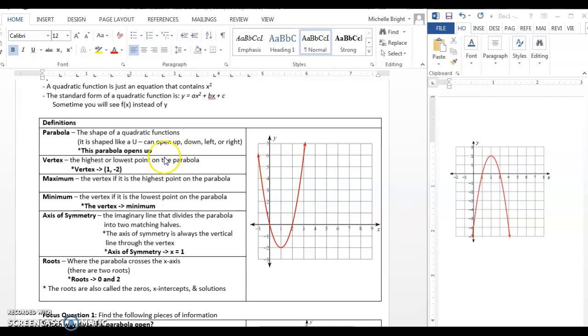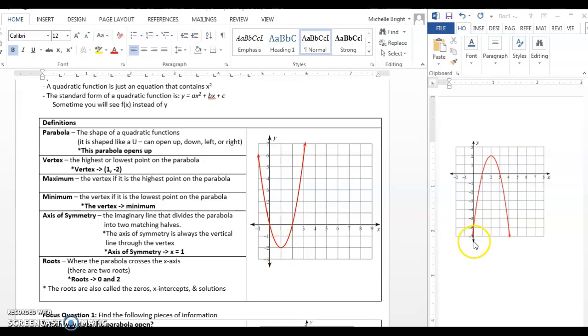The second thing is this really important term called a vertex. Your vertex is your highest or lowest point. So remember, these sides will go on forever. So it's not like there's a high point coming out here or a low point. What we're looking for is where does your parabola turn? So this point right here is my vertex. So for this parabola, my vertex would be at 1, -2.